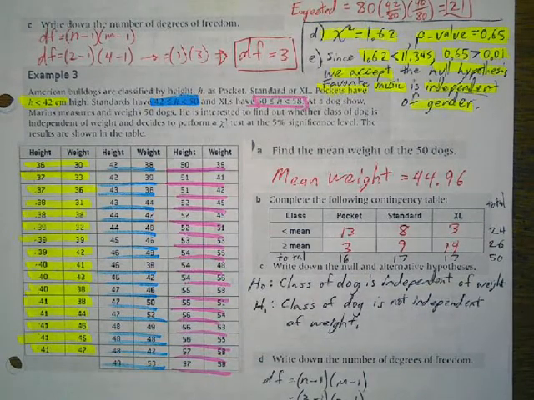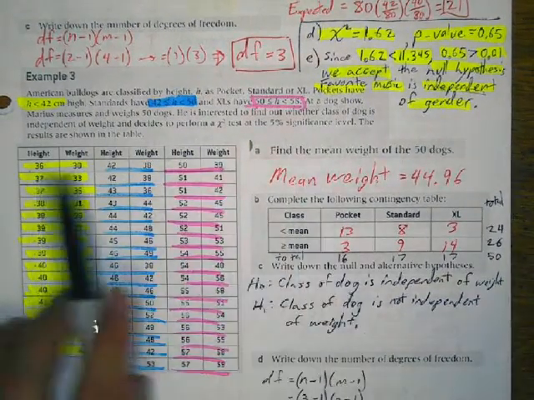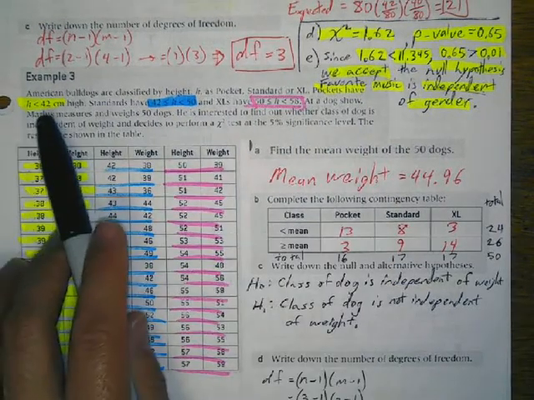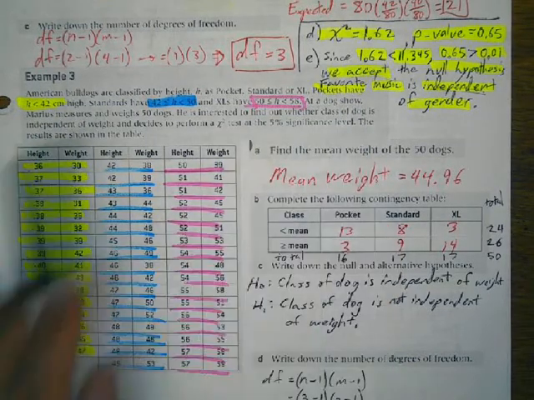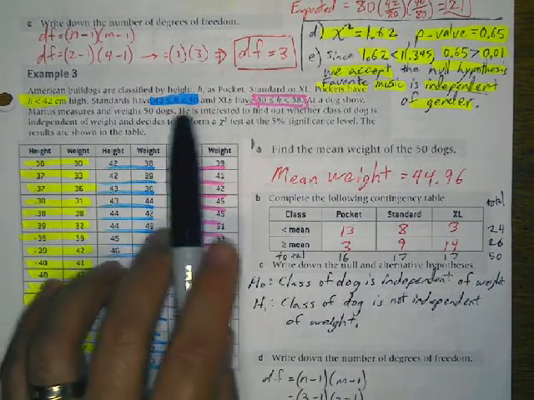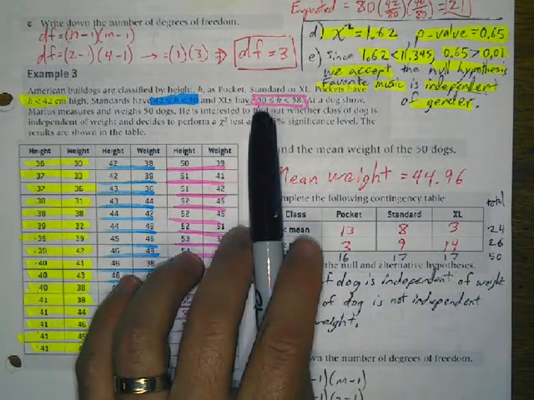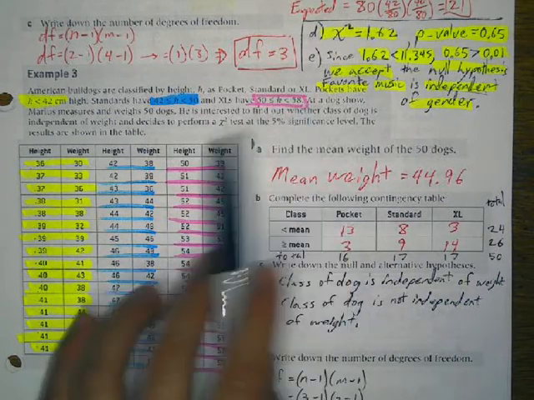So we've got different categories. If a dog is shorter than 42 centimeters, then it's called a pocket dog. If the dog is between 42 centimeters and 50 centimeters, it's called a standard dog. And if the dog is between 50 centimeters tall and 58 centimeters tall, then it is called an XL.